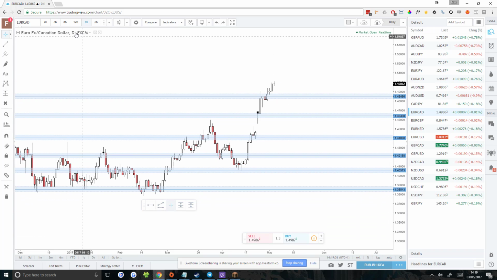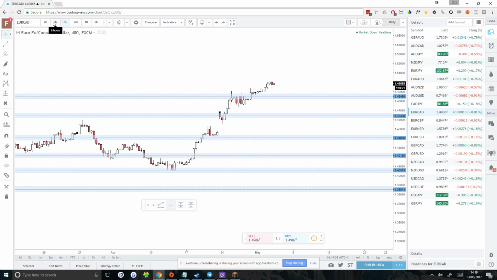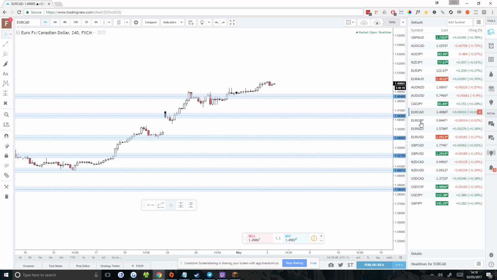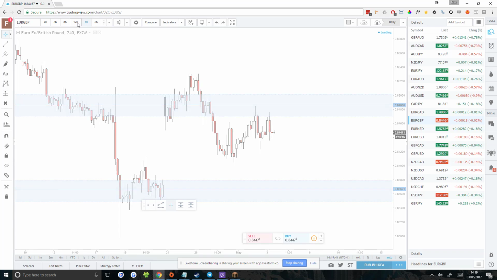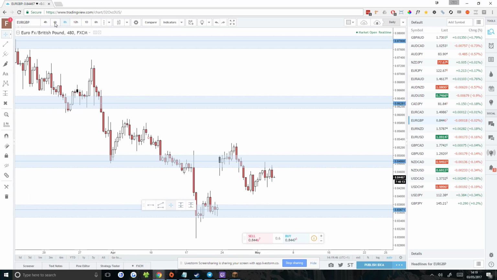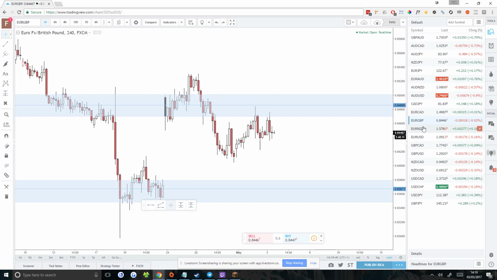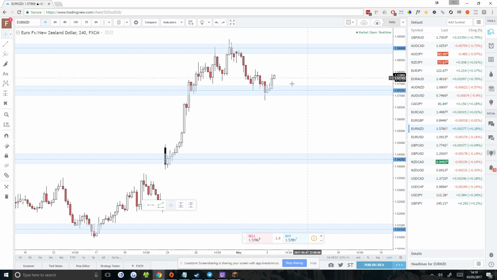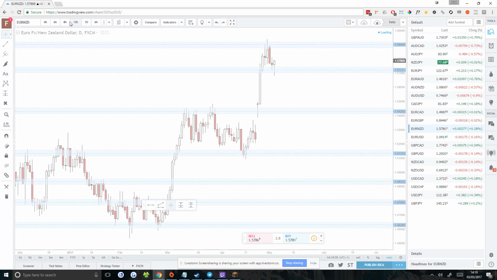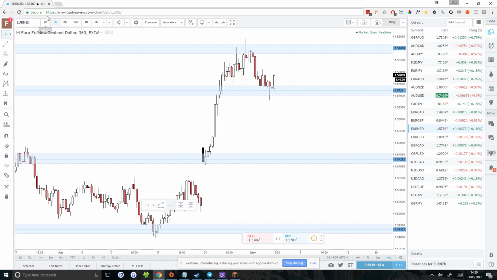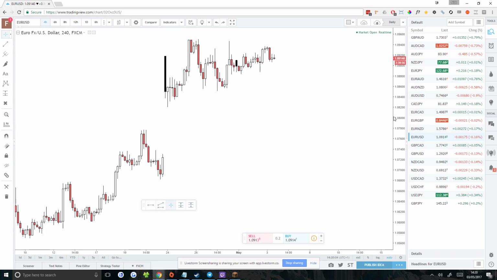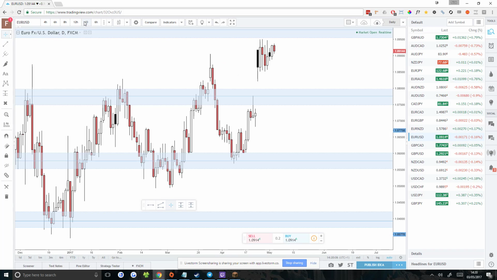EURCAD, what's up with EURCAD? EURCAD is pushing above resistance. Nothing much. EURJPY is stuck below resistance. Nothing going on really. Euro New Zealand. Yeah, looks like it's kind of reversing now, but it wouldn't have been a good setup. It's a pretty crappy setup. Nothing going on there.